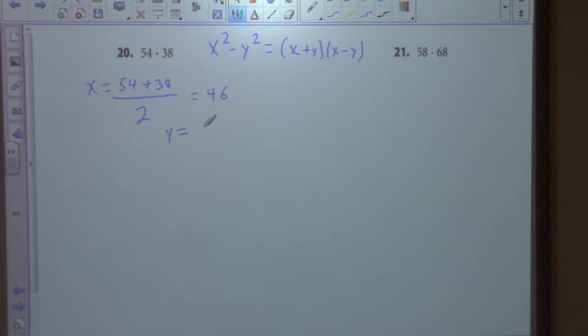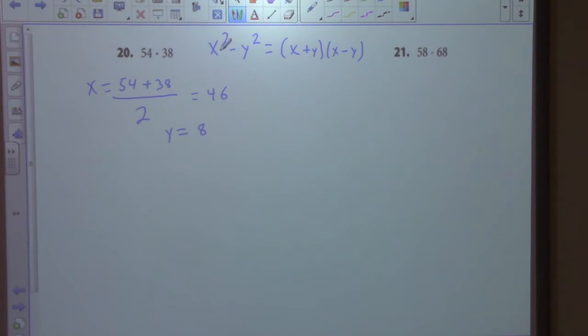8. Good job, Mark. And so what we have is this is going to end up being x plus y, which is 46 plus 8. And this one is going to be x minus y, or 46 minus 8. Does that make sense?